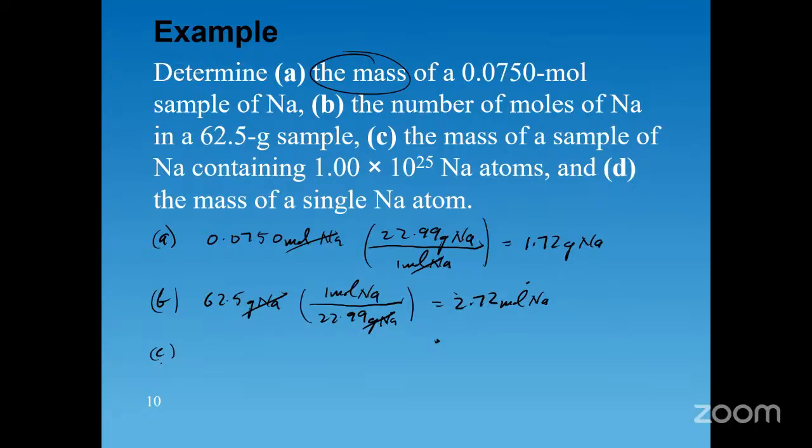Okay, in the case of the C part, they gave you the number of sodium atoms, and they're asking for the mass. All right? Now, this one will be slightly more complicated because unless you're exceptionally brilliant, you might not be able to go directly from atoms to the mass, right? But what you can do is start off with the number of atoms, right?